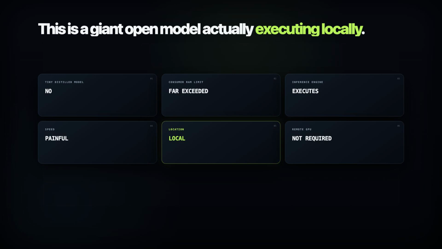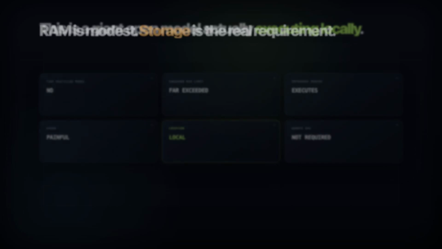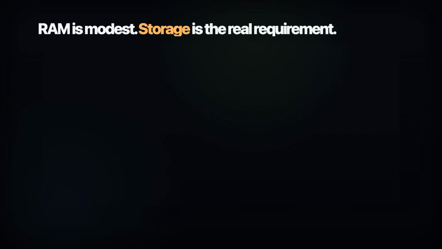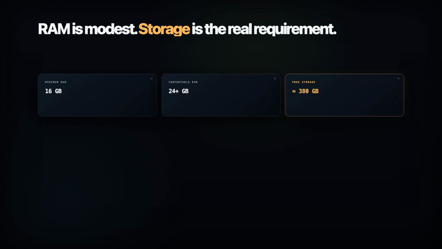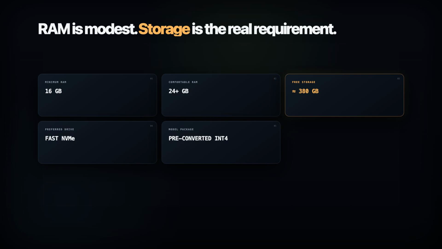Colibrì's core engine is written in C and does not require a GPU to run. The setup is also surprisingly approachable for something this strange. Colibrì currently lists around 16 gigabytes of RAM as the minimum for GLM 5.2, with 24 gigabytes or more being comfortable. The real requirement is storage. You need roughly 380 gigabytes of free space, preferably on a fast NVMe SSD. There are pre-built Colibrì releases, and a pre-converted GLM 5.2 in T4 container is available, so you do not have to begin with the full BF16 checkpoint. Once the model is there, Colibrì can inspect your available RAM, storage, and GPU resources and decide where different parts of the model should live.